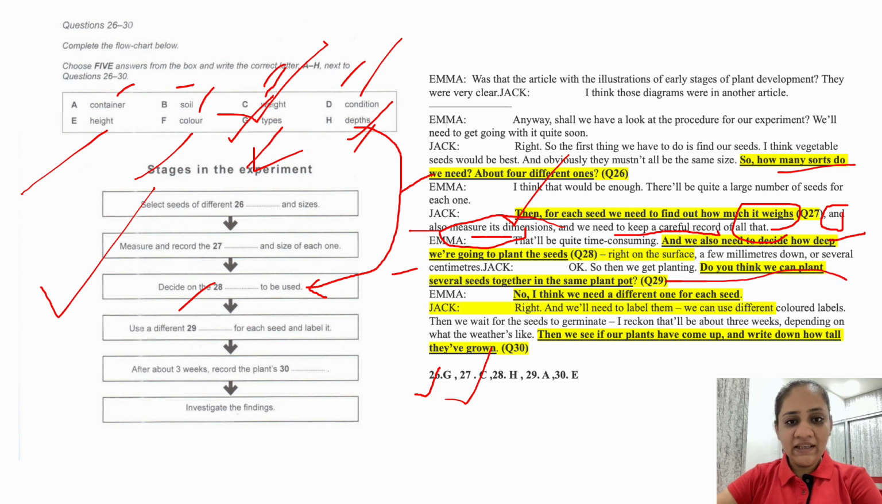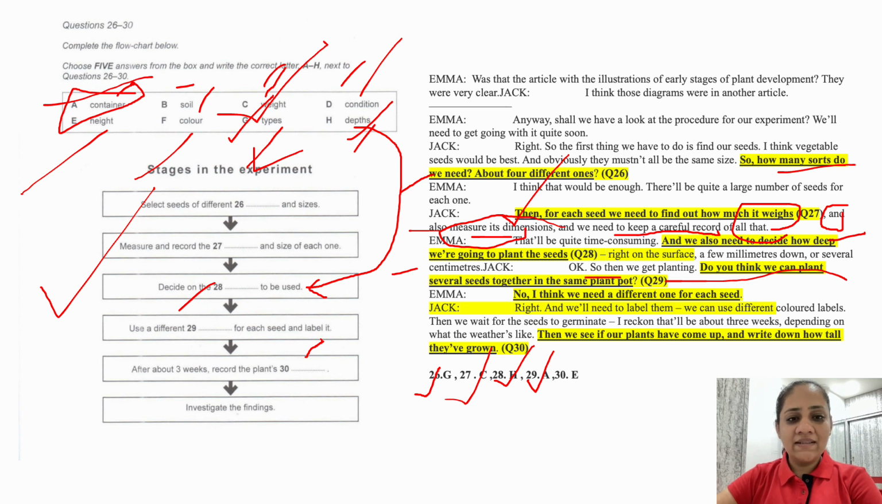Do you think we can plant several seeds together in the same plant pot? So use a different dash for each seed and label it. Okay. So the same plant pot is the answer. So can you find the same plant pot? Oh yeah, container. Container is equal to pot. Okay, because the other words we have used, the others do not match with the answer. So pot is the answer. So 29's answer is container, your plant pot.